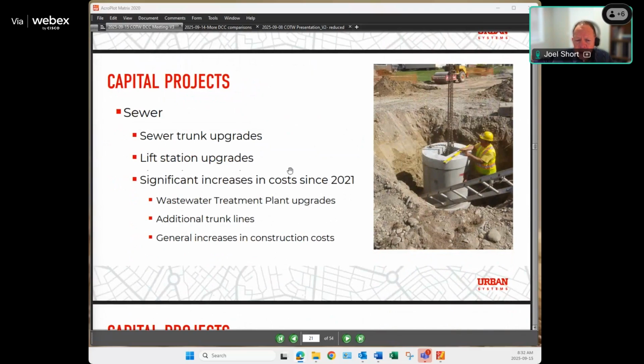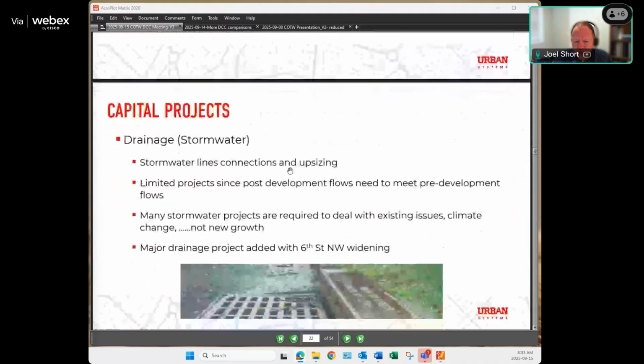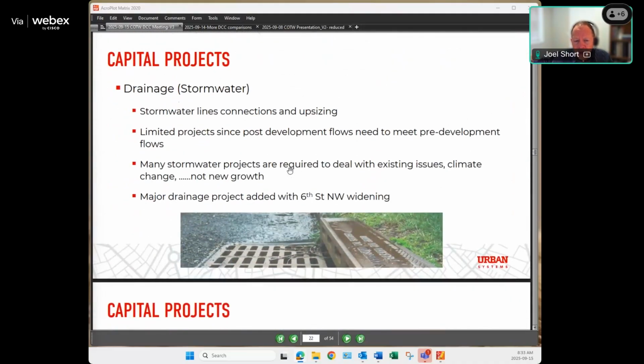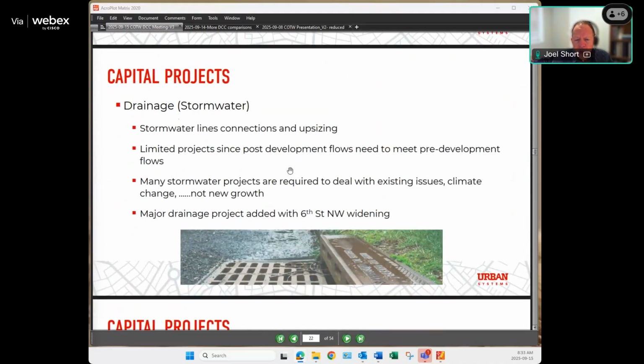And then for sewer, we've got some sewer trunk upgrades, some lift station upgrades, and the significant costs are some wastewater treatment plant upgrades that are in there that weren't in the previous ones, and some additional trunk lines. And in general, costs have increased in terms of construction costs. And then we've also got some drainage stormwater projects. We've got some stormwater lines, some connections and upsizing.